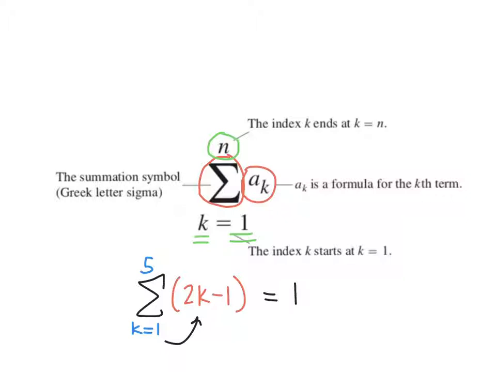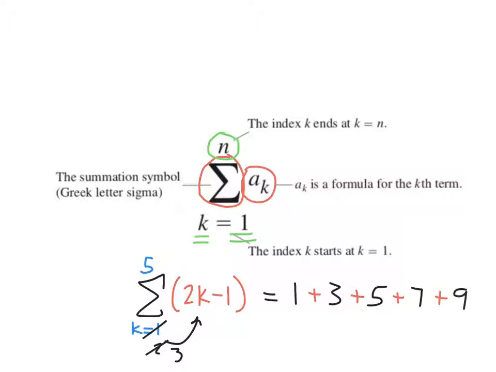Then we put a plus sign to separate the terms. Now that we used 1, we start counting up until we get to 5. So now we're going to use the value of 2. 2 times 2 is 4, minus 1 is 3. So we write that value down. Then we put a plus sign. Now we've taken care of 2, so now k is 3. We plug that in, that's 6 minus 1, which is 5. And we repeat that for 4 and 5, and we get 7 and 9. The value of this sum then is the value you get when you add these numbers up.